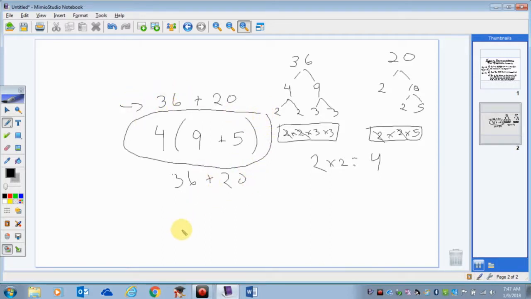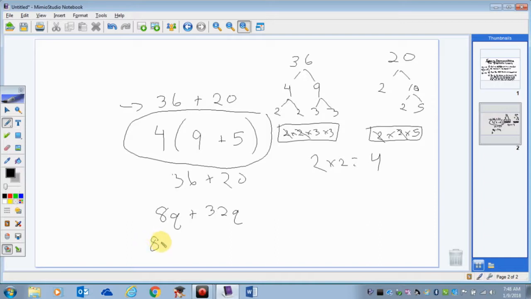Alright, so I'll do another one. I'll go 8q plus 32q. I can look at this problem right here, and I can either factor it out like this, or I can just know off the top of my head that 8 will go into 32. 8 times 4 is 32. So the greatest common factor of these two is going to be 8.